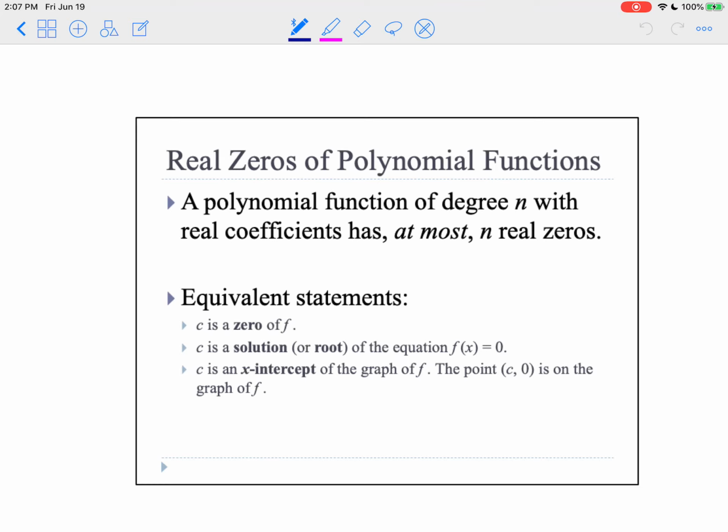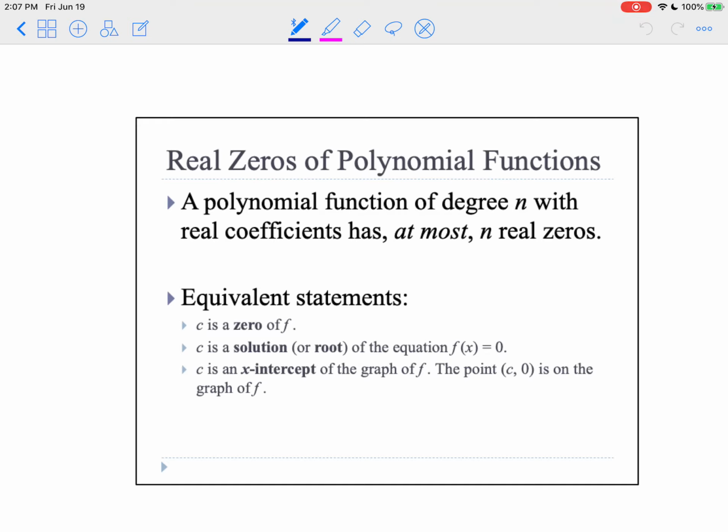So let's talk about the zeros of a polynomial. A polynomial function of degree n will have at most n real zeros. And that's really helpful. The fundamental theorem of algebra says that the number of zeros, whether they're real or imaginary, is equal to n. But what we know is that we're going to have at most n real zeros. At most, the number of x-intercepts on the graph will be the number of the exponent that is in the leading term of the polynomial, okay?